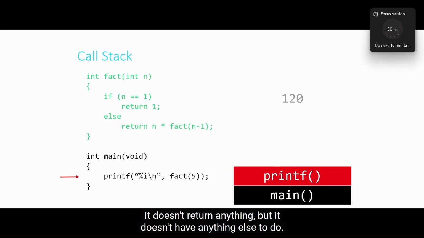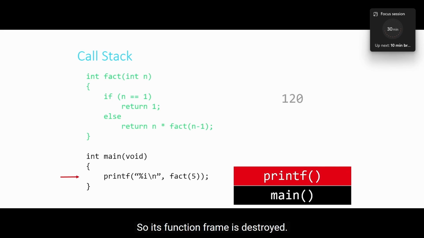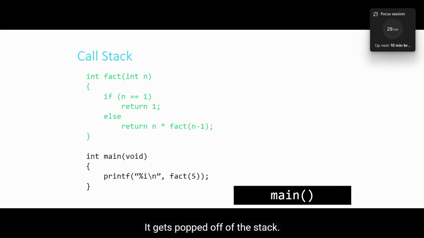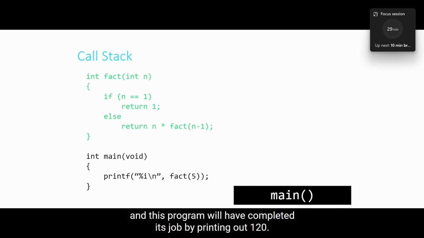It doesn't return anything, but it reaches the last line. It doesn't have anything else to do. So its function frame is destroyed. It gets popped off of the stack. And then all we have to do is see where main left off. Well, that was all main had. And so main's function frame will then pop off the stack as well. And this program will have completed its job by printing out 120.